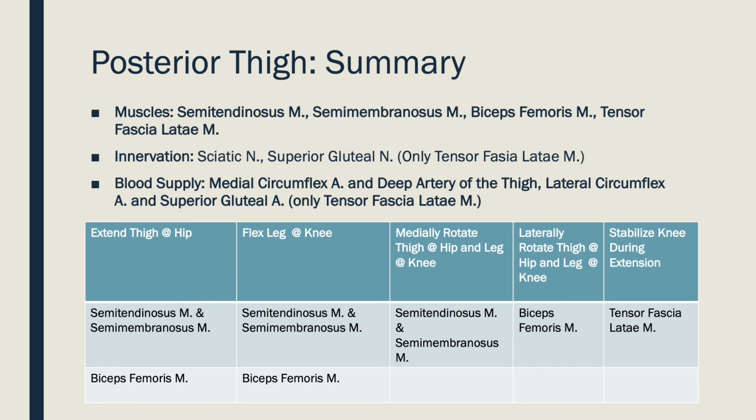So there's extension of the hip, which is the semitendinosus and semimembranosus, and the biceps femoris muscles. Flexion of the leg at the knee is done by the semitendinosus and semimembranosus and the biceps femoris. And then semitendinosus and semimembranosus are also medial rotators of the thigh at the hip and the leg at the knee. And biceps femoris is our lateral rotator of the thigh at the hip and leg at the knee. The tensor muscle is different again, and it's responsible for stabilizing the knee during extension.